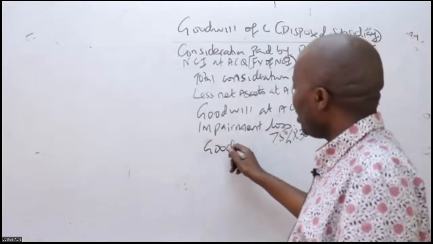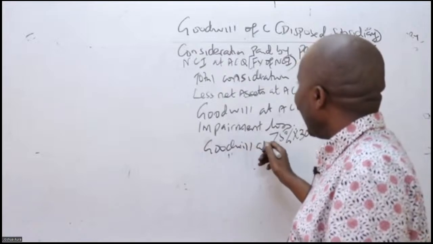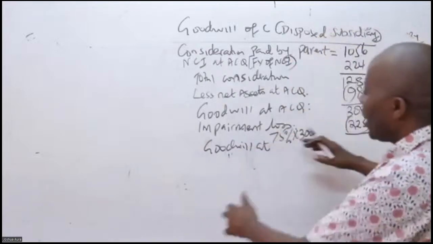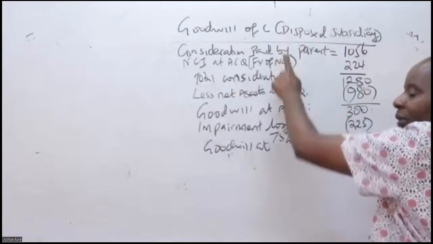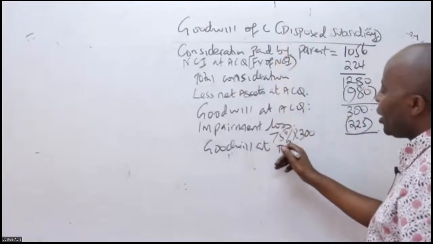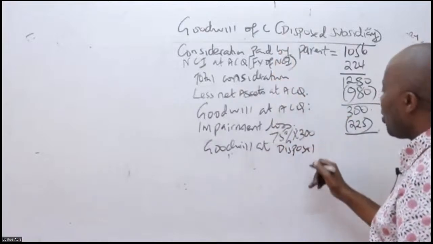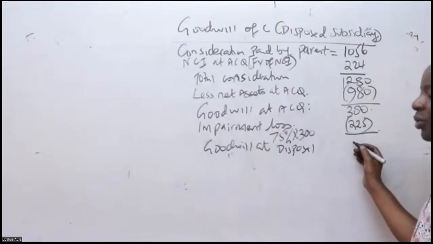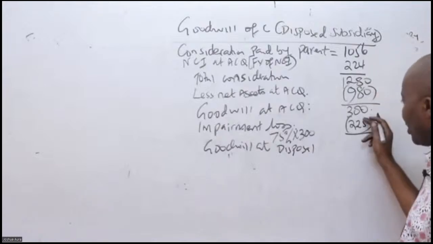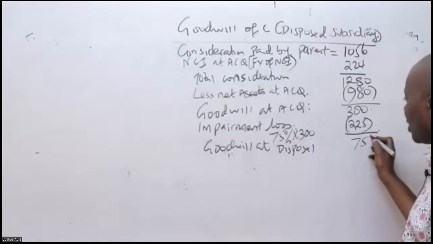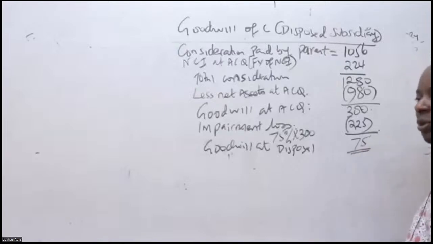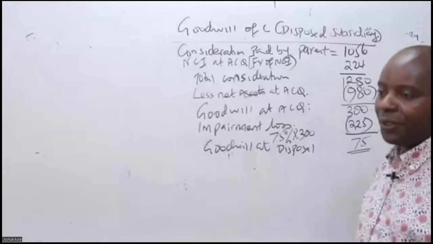It can't be goodwill at reporting because this thing was disposed. It can only be called goodwill at disposal. So how much do we have here as goodwill at disposal? This minus this is 75. So this is the goodwill that was disposed with this subsidiary.